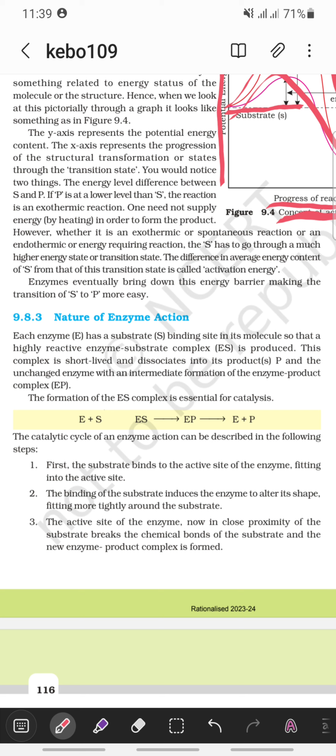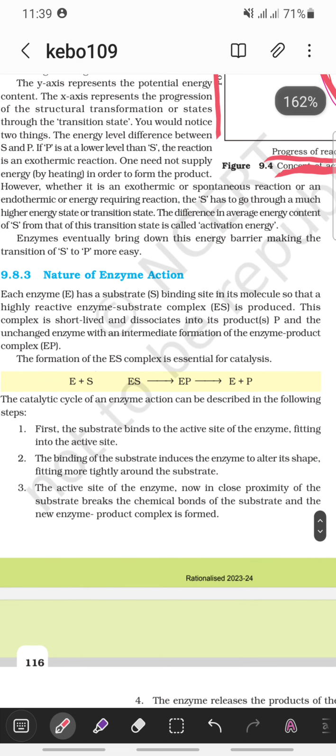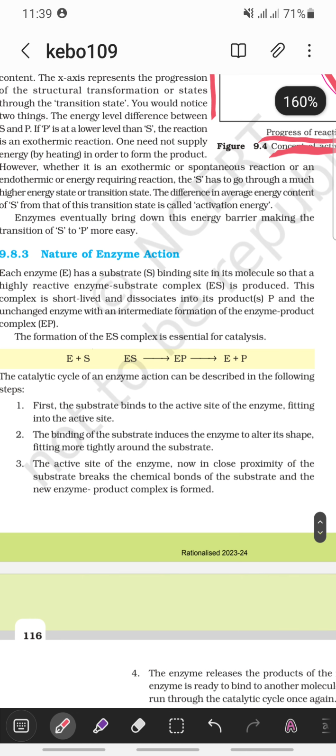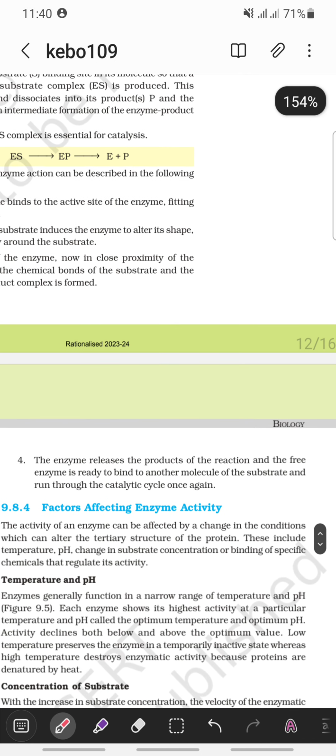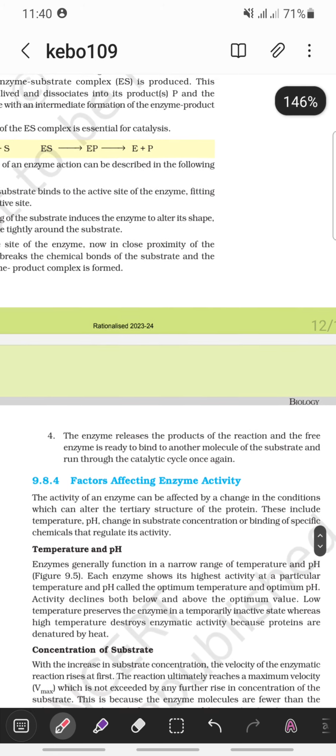The catalytic cycle of enzyme action can be described in the following steps. First, the substrate binds to the active site of the enzyme, fitting into the active site. The binding of the substrate induces the enzyme to alter its shape, fitting more tightly around the substrate. The active site of the enzyme, now in close proximity to the substrate, breaks the chemical bonds of the substrate, and the new enzyme-product complex is formed. The enzyme releases the products of the reaction, and the free enzyme is ready to bind to another molecule of the substrate and run through the catalytic cycle once again.